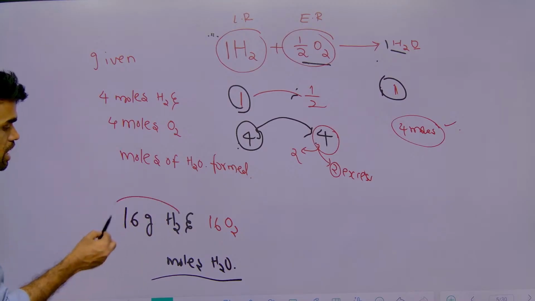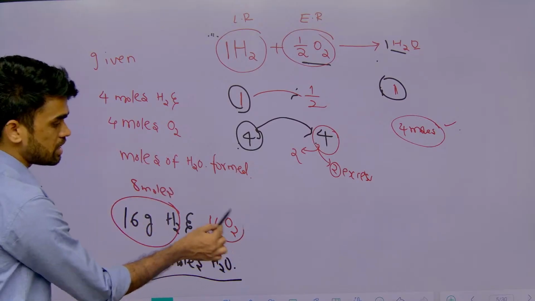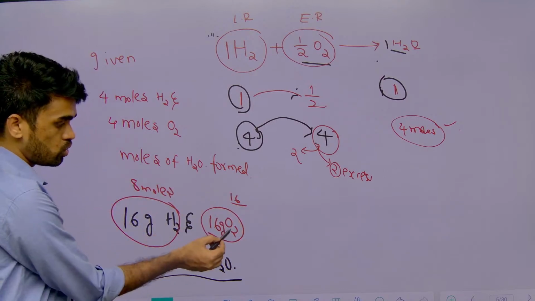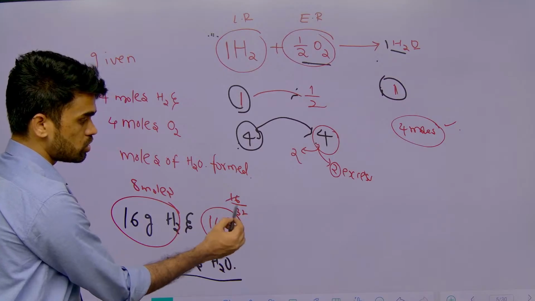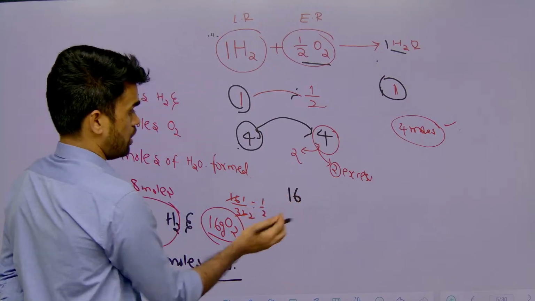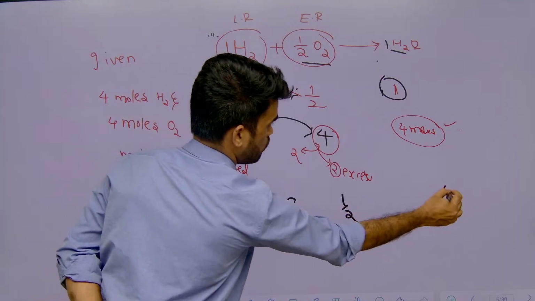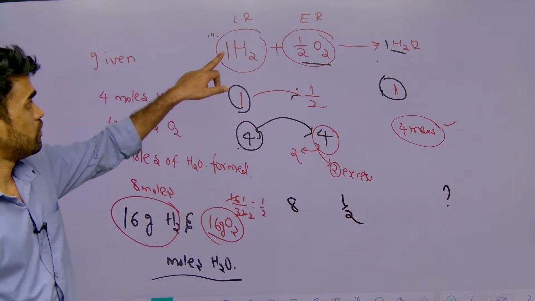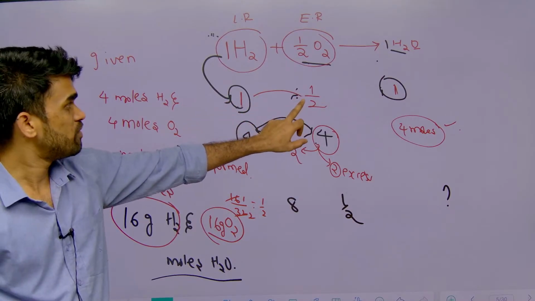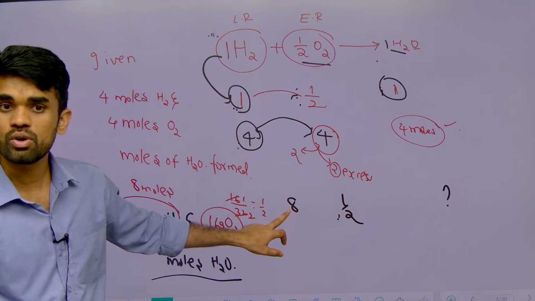So 16 grams of H2 is nothing but 8 moles of H2. And 16 grams of O2 means how many moles? 16 by 32, so it will be half mole only. So here I have 8 moles of H2 and half mole of O2. See, in the balanced equation, 1 mole of H2 requires half mole of O2. So for every half mole we should only use 1 mole of H2.